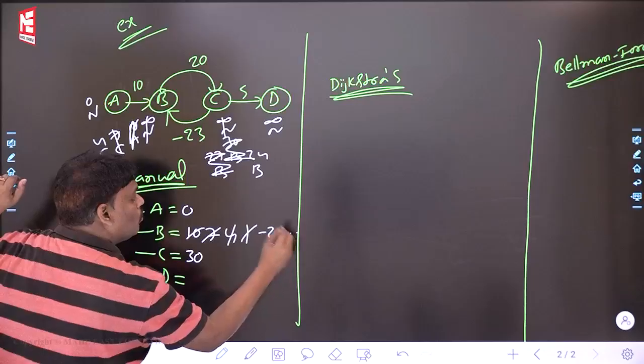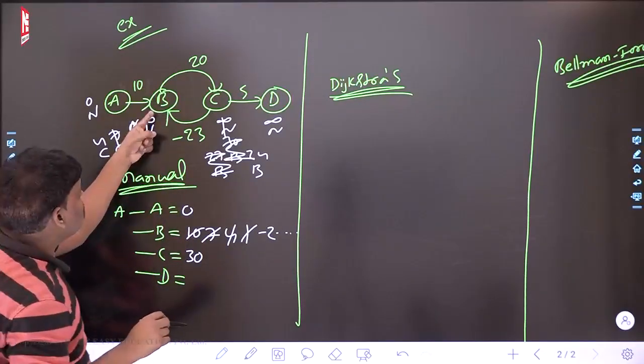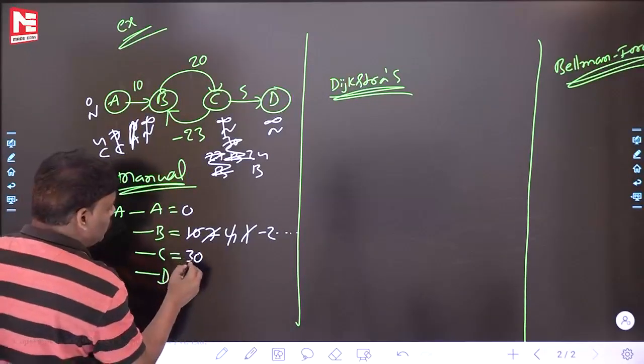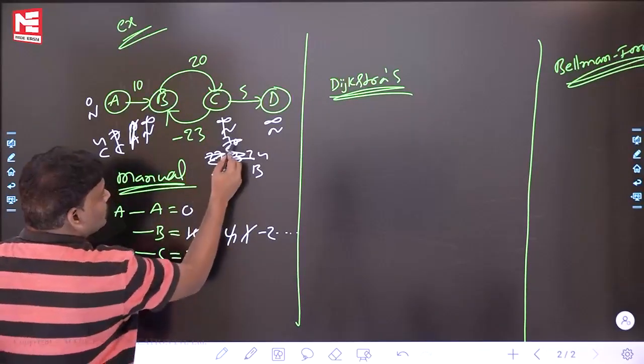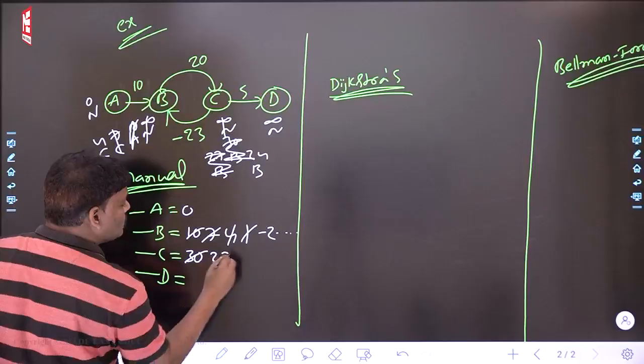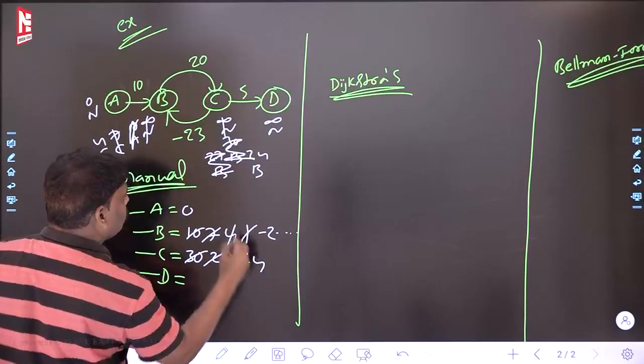It will keep on going. Can you help me now? Because it changes, C will also change. What is the first time? 20. Next one, after the first time, what is the answer? 30. Next time, 27. Next time, 3 removed, 24.